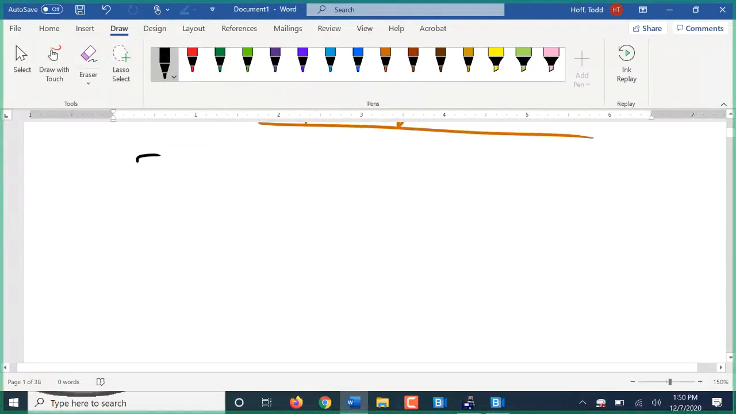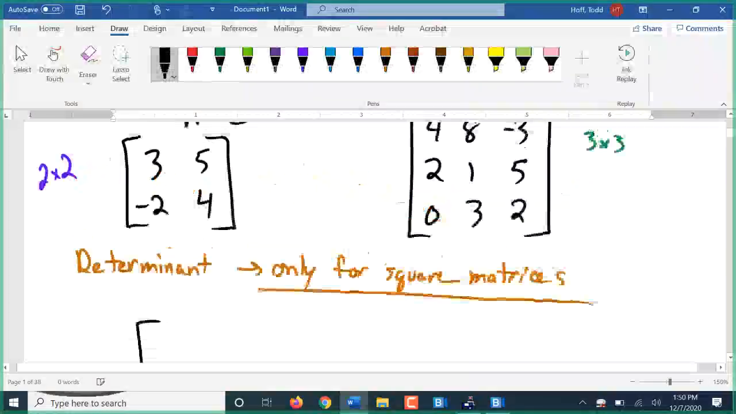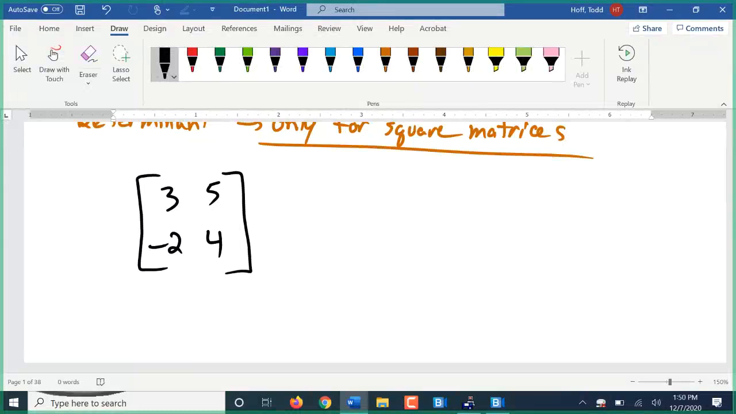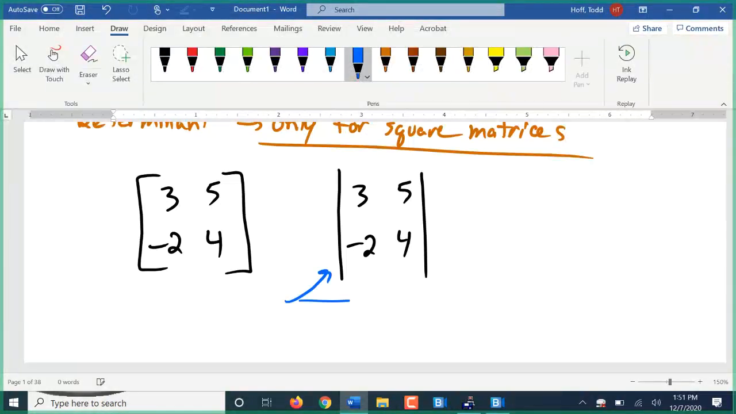For a 2 by 2 matrix, I will just use the same numbers I had up here: 3, 5, negative 2, 4. Now, first of all, those square brackets like I have there are just signifying that this is a matrix. If those brackets look like this, straight brackets, those brackets are saying find the determinant.